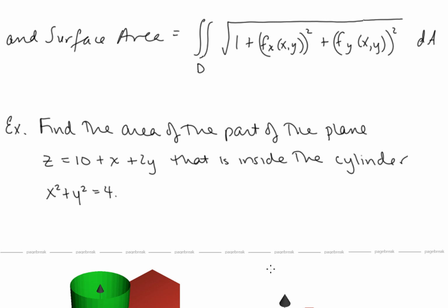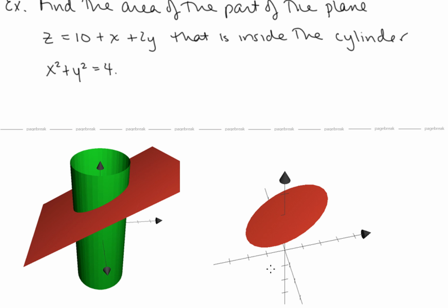So let's take a look at this example. Find the area of the part of the plane z equals 10 plus x plus 2y that is inside the cylinder x squared plus y squared equals 4. So what we're talking about now is this plane z equals 10 plus x plus 2y, and we want to know just the area of the part of that plane that's inside the cylinder. So we're talking about this elliptical area here.